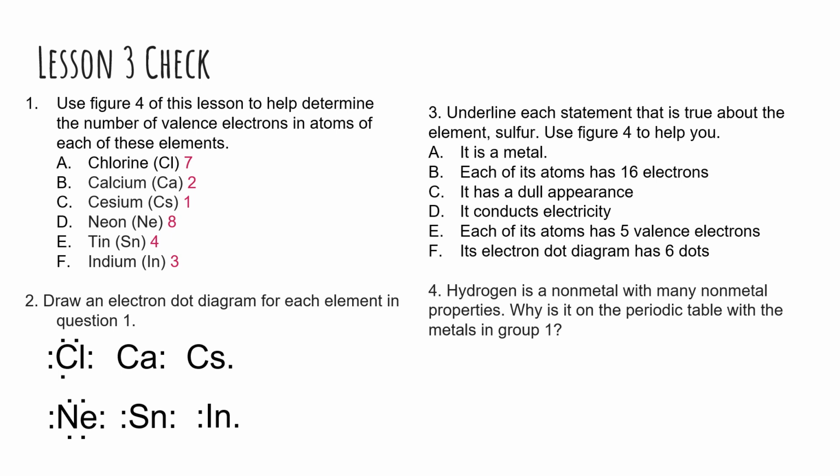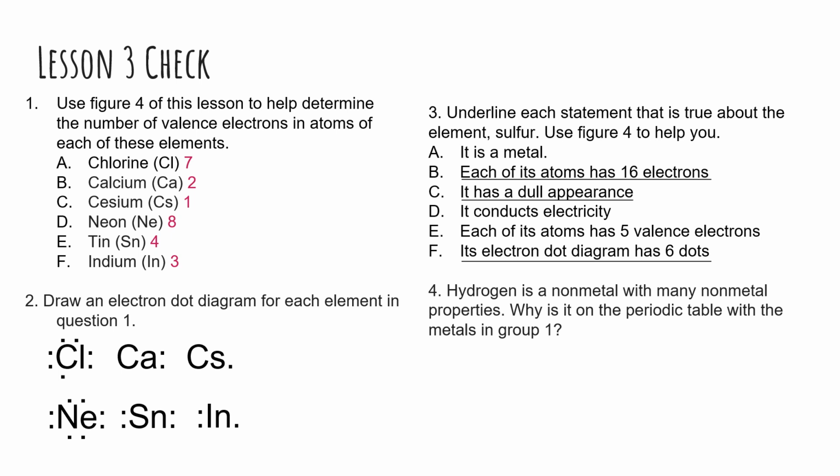Underline each statement that is true about the element sulfur. Use figure 4 to help you. It is a metal. Each of its atoms has 16 electrons. It has a dull appearance. It conducts electricity. Each of its atoms has 5 valence electrons, and its electron dot diagram has 6 dots. So each of its atoms has 16 electrons. It has a dull appearance, and its electron dot diagram has 6 dots.